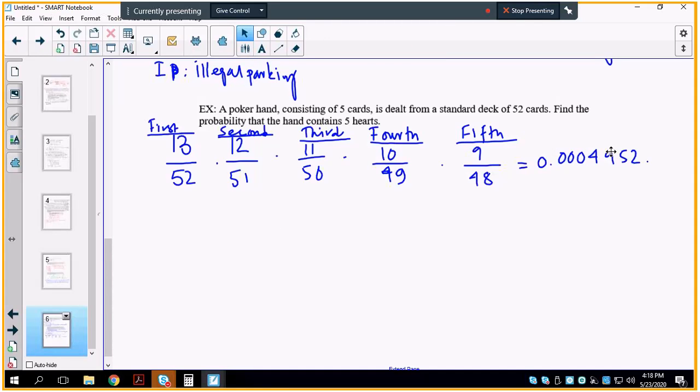And next time we will start talking about inclusion exclusion principle and arithmetic of probability.